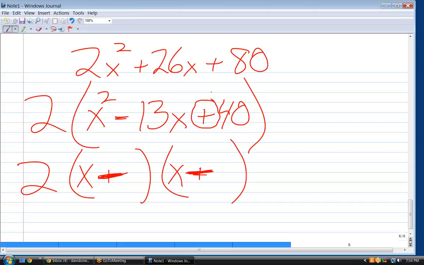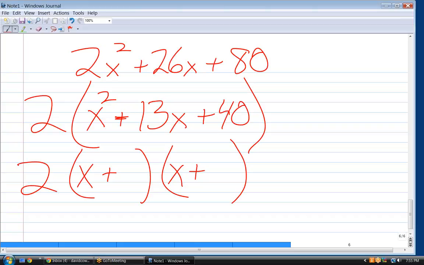Well, it doesn't tell you by itself. When you see a plus, it means the signs have to be the same. Whether they're negative or positive depends on the sign of the middle term. So as long as the middle term is positive and the last term is positive, it's always going to be plus plus. Now we want factors of 40 that do what?